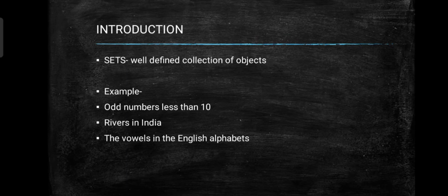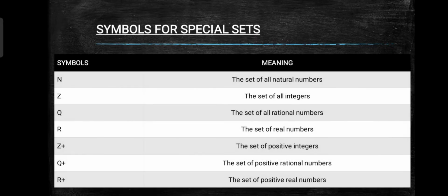And there are also other non-living examples, like odd numbers less than 10, and rivers in India. There is a countable number of rivers in India, right? So they come under sets. And then vowels, A-E-I-O-U, are also a part of a set. So that's the introduction. Let's move on with the chapter.